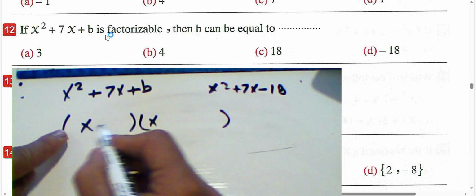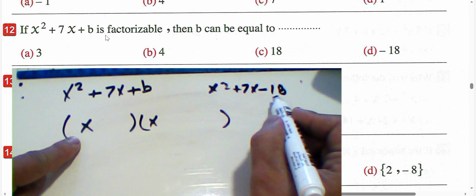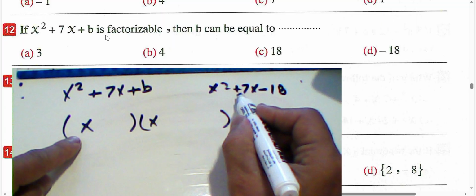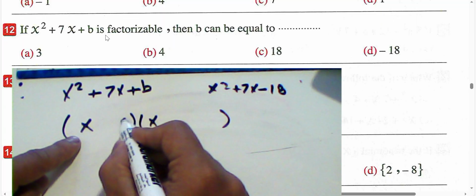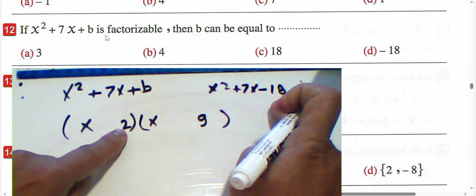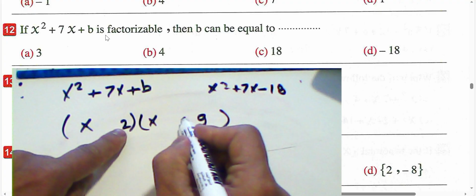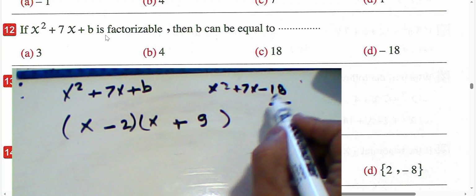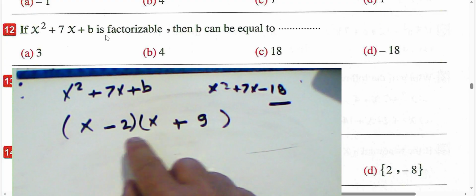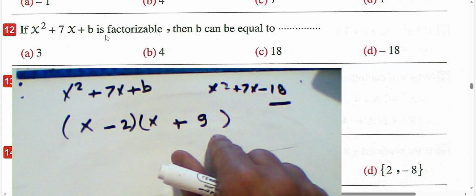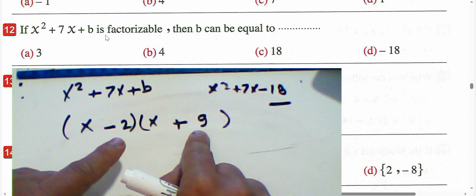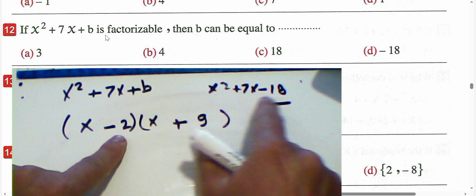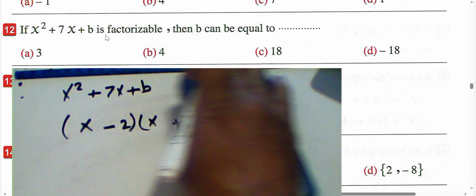How can we factorize the expression? x power 2 will be x times x. We want two numbers whose product equals 18 and whose difference equals 7. Like 2 and 9. 2 times 9 is 18. The greater will be positive and the other negative. Then the answer here will be negative 18. It's true because negative 2 times 9 is negative 18, and if we add 9 and negative 2, the sum will be positive 7x. Then the answer will be letter D.